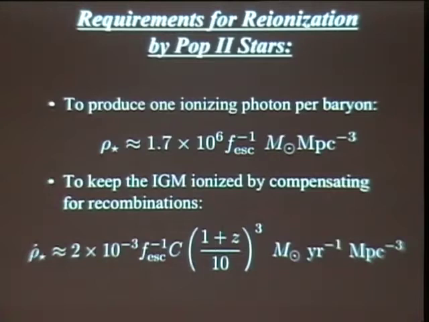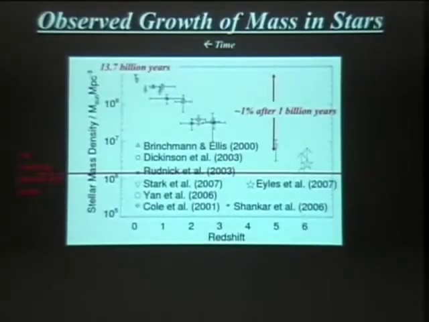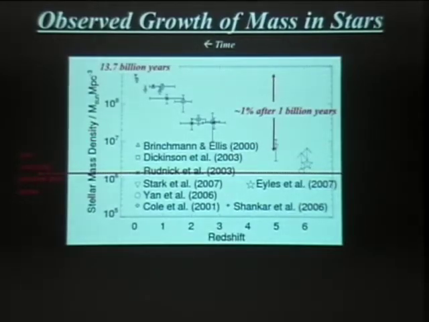And the interesting question is whether the universe was able to satisfy these requirements with the stars that we are able to see at those high redshifts. Here is an illustration of the mass density in stars, that is the first condition that I showed, as a function of redshift. 13.7 billion years after the Big Bang, the present time, we have of the order of 10 to the 9 solar masses per comoving megaparsec cubed at redshift 0.